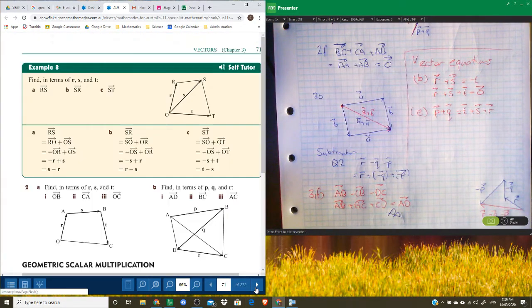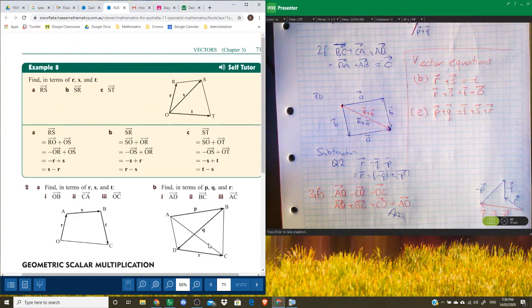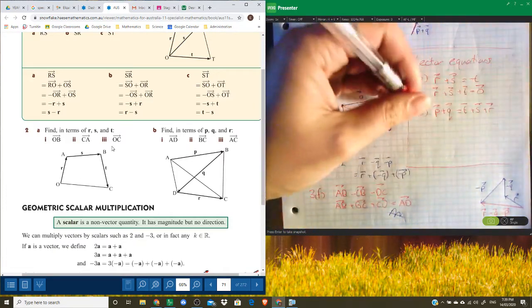Okay. So this is sort of skill breaking things down, which is actually necessary for some of the vector proofs. Once we've worked on these skills, this will be second nature, and you'll be able to work this out. All right, so I'm going to take 2b from that section.